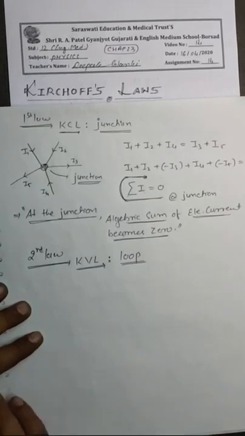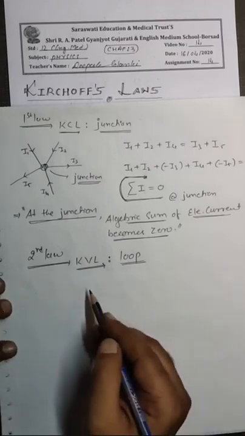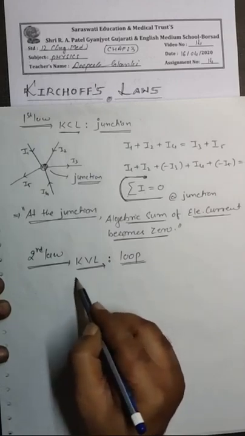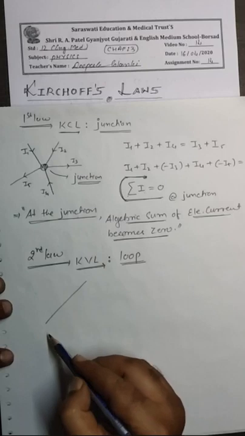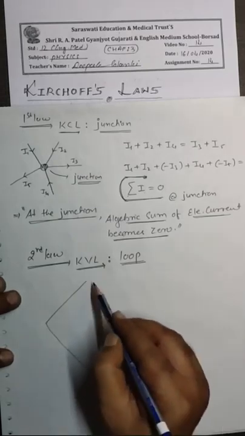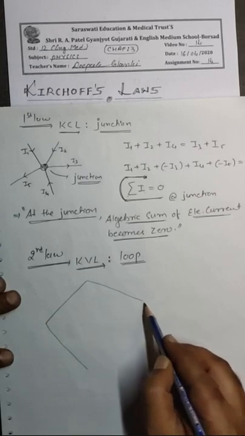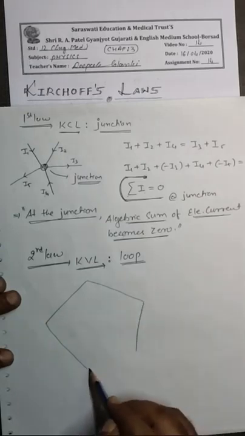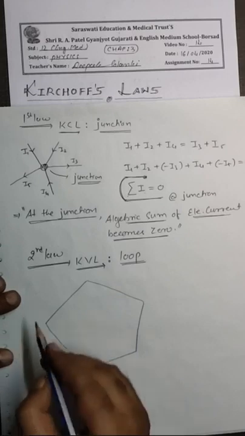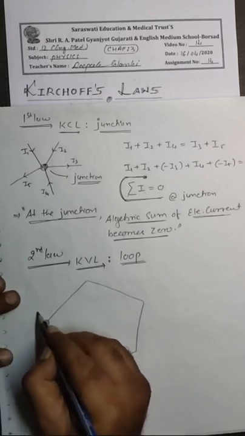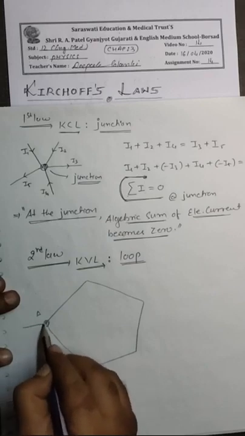For this you have to refer to one figure which we have taken from the GSEB textbook as well as from the reference book. Let us see. You have to prepare a loop in the shape of a pentagon. Got it? So this is the starting point, that is A.